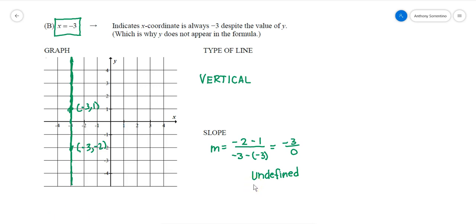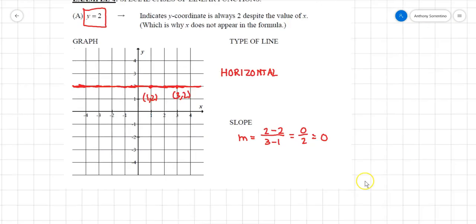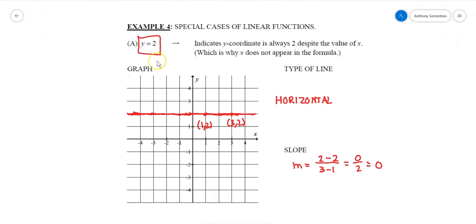Now these two special cases, although b is not a function, part A was, because basically this is like saying I could say that this is, even in slope-intercept form, y equals 0x plus 2. So it is in slope-intercept form. It's also in a function form.